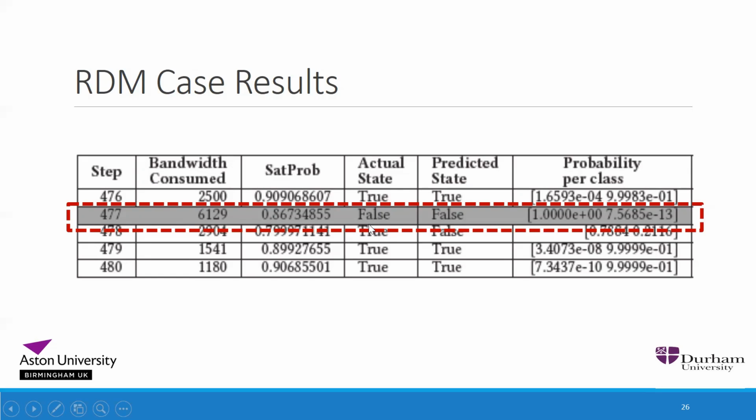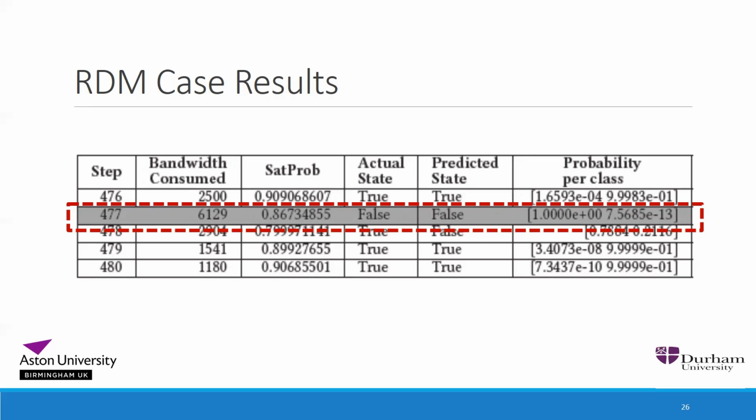The actual state was false, and we got the predicted state of false. Based on the results of logistic regression, we got 1.00, that is, a 100% chance of the satisfaction of bandwidth consumption being false. So considering both the bandwidth consumption and satisfaction probability, there is a 100% chance of the satisfaction of bandwidth consumption being predicted as false. Similarly, it has been applied to assess the quality of decision making by assessing the quality or fidelity of the beliefs.